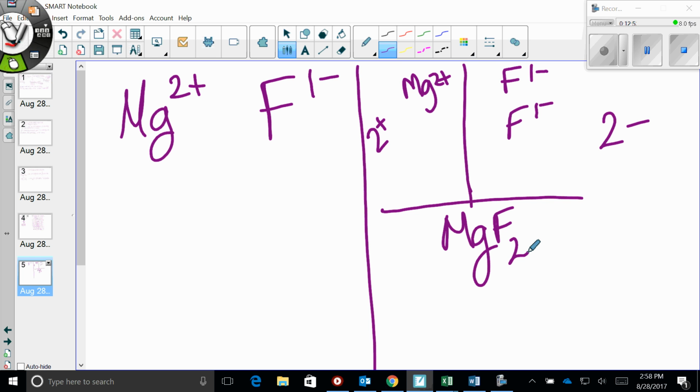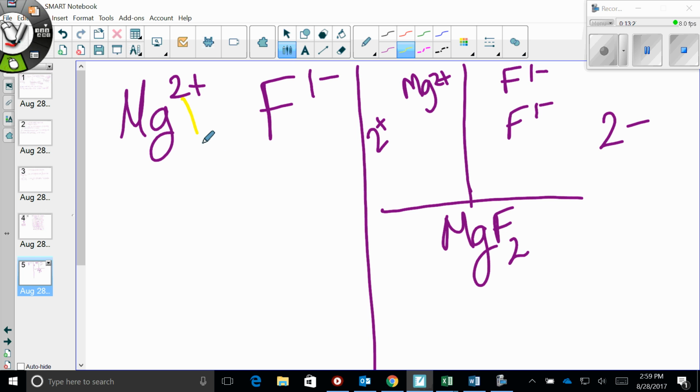Okay, listen. If they do not add up to 0, you can do lowest common multiple. Lowest common multiple between 2 and -1 is 2. So if I have a +2 on this side and I need +2, I just have 1, so I just break the symbol. If I have -1 to get to -2, I need 2 of them. 1 + 1 is 2. F2. The other way to do it is what's called the drop-in swap.